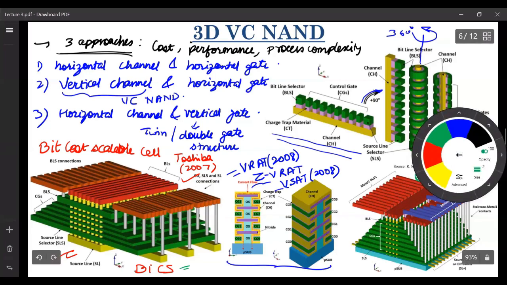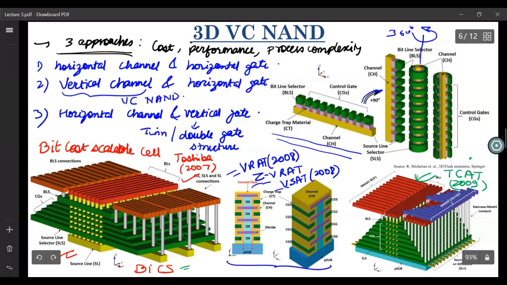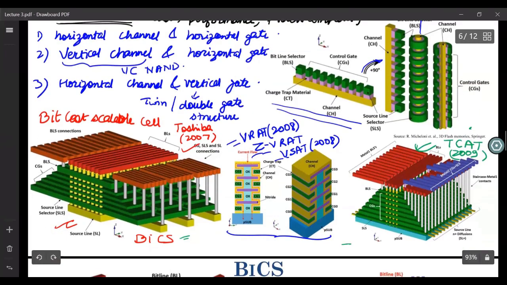And what is the full form of TCAT? Let me write the full form of TCAT. It's terabit cell array transistor.